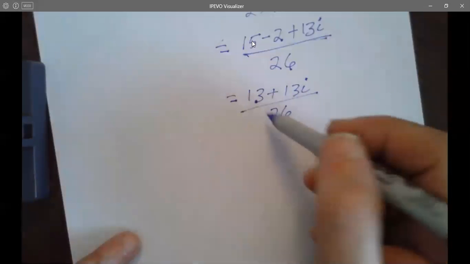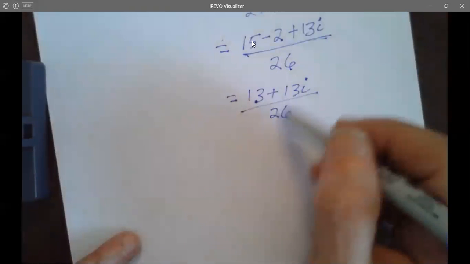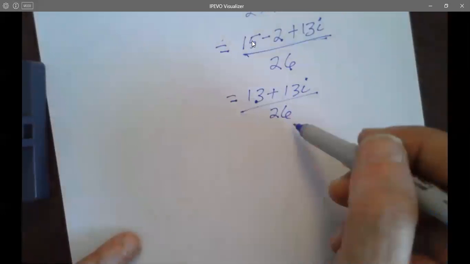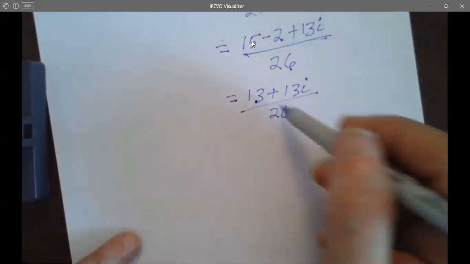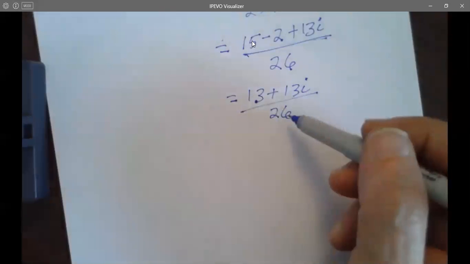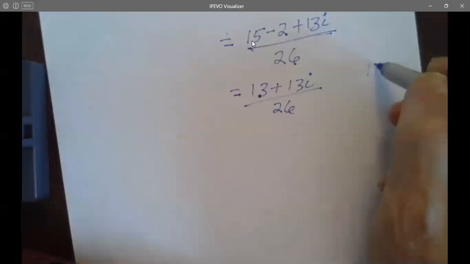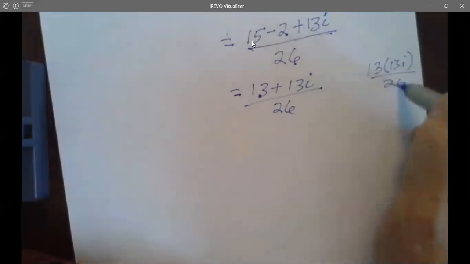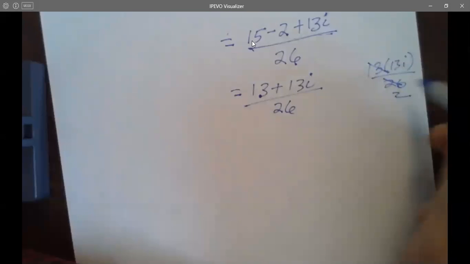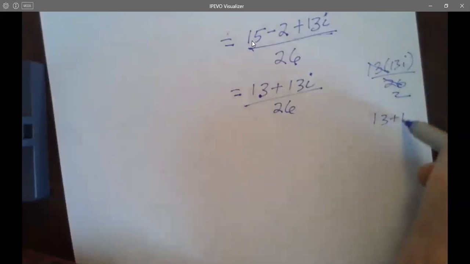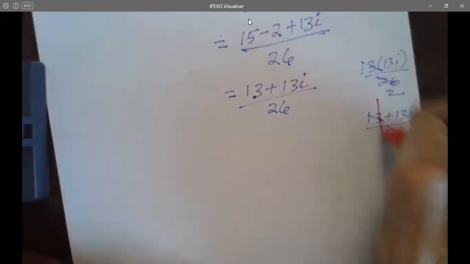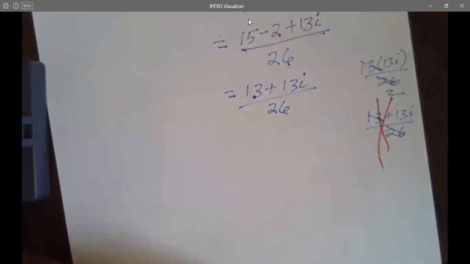Now we can't cancel here or here. Why can we not cancel 13 and 26? 13 times 2 is 26, right? But why can we not cancel the 13 and the 26? What's stopping us? Why can we do this, 13 times 13i over 26, but why can we not do it with 13 plus 13i over 26? Why can we not do it here? That is a no-no. What is the difference between these two?